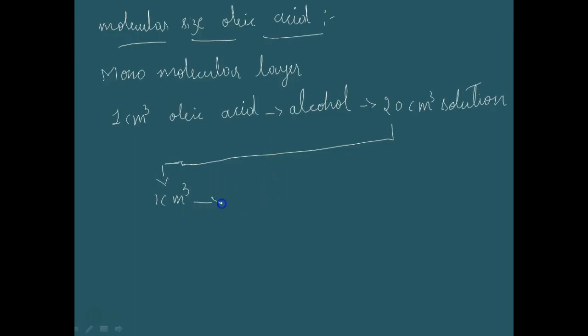So again we'll dilute this using alcohol, means again we'll dissolve it in alcohol, and finally we'll make it 20 centimeter cube of diluted solution. So two times we are diluting it.